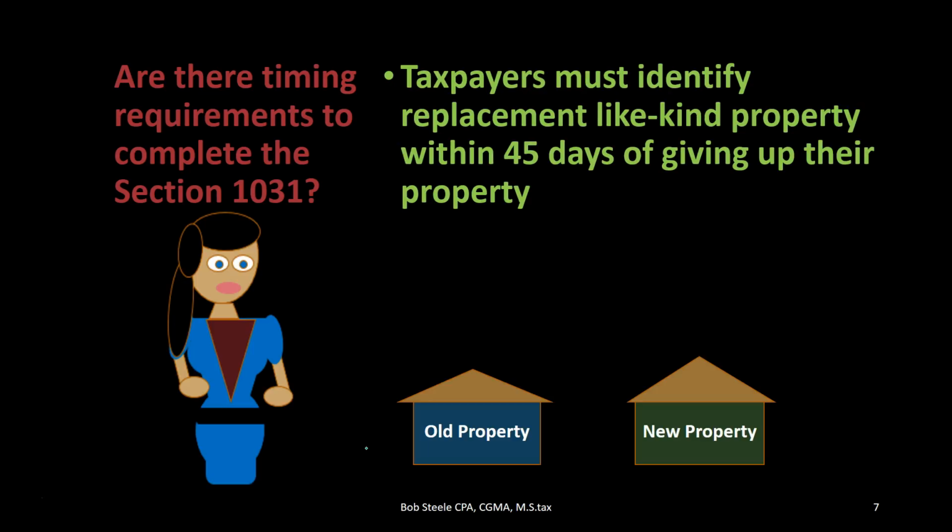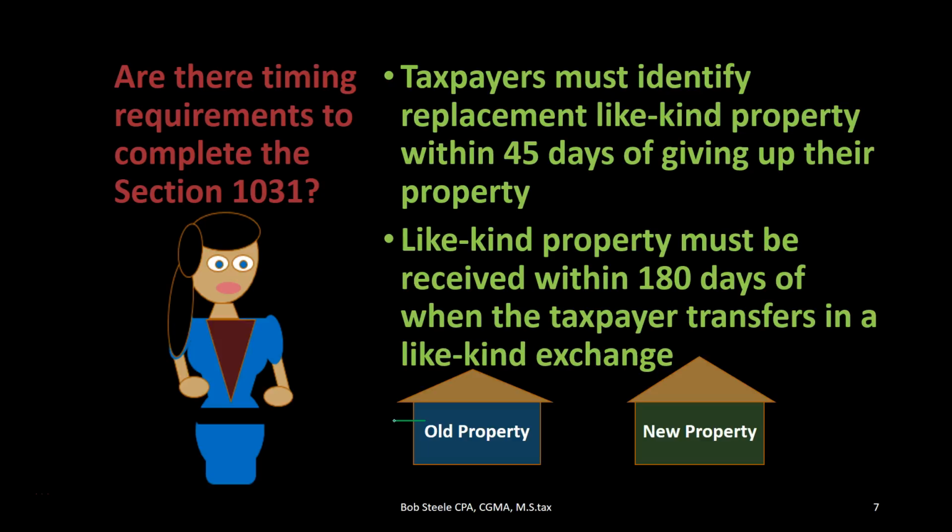So the basic requirements are this: the taxpayer must identify replacement like-kind property within 45 days of giving up their property. So if we gave up our property, we've got to at least identify the new property within 45 days. And again, this is a tight constraint because there could be problems with the whole 1031 exchange process. So you want to make sure that you have this process down. Then the like-kind property must be received within 180 days when the transaction transfers in a like-kind. So you've got to identify in 45 days and actually receive it in 180 days.